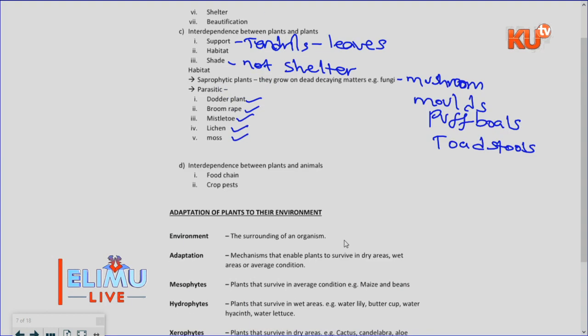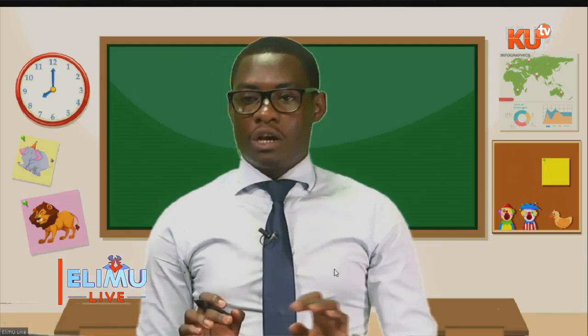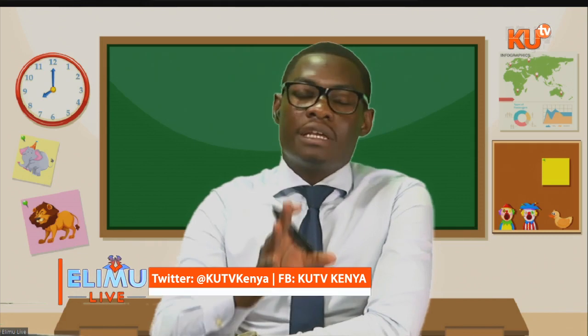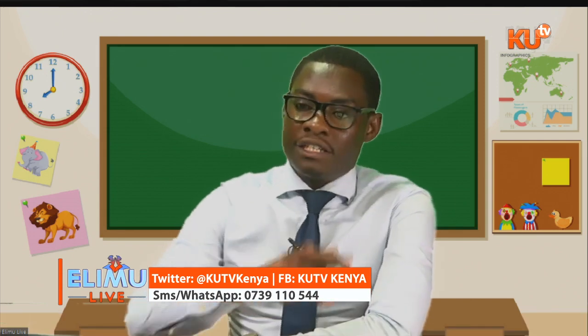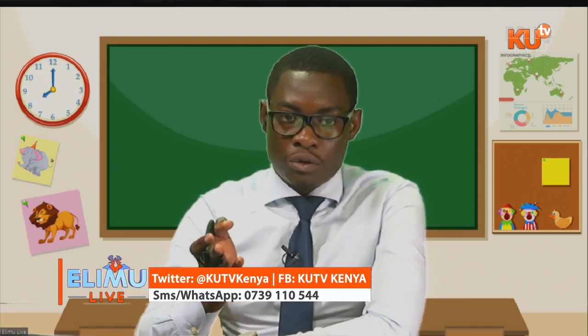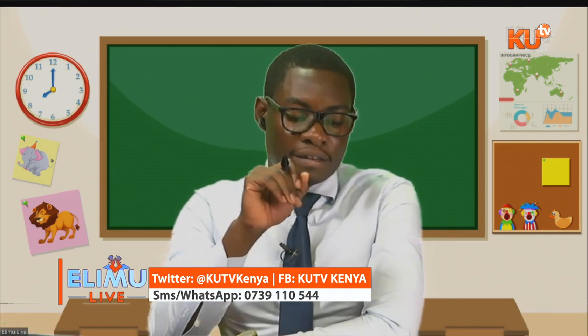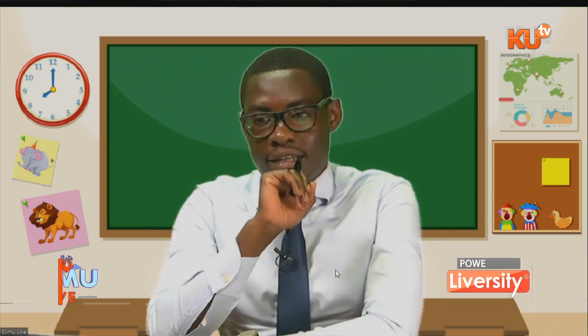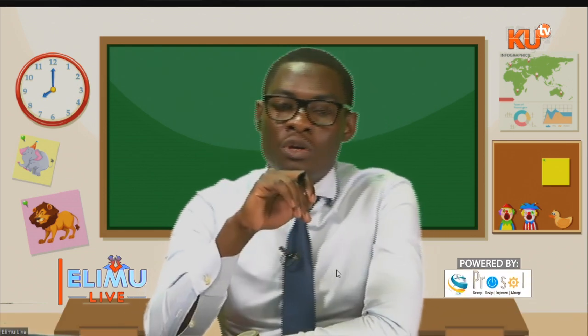So we go to our main topic today, which is adaptations of plants to the environment. Under adaptation of plants to the environment, we are going to look at plants that grow in dry areas, plants that grow in wet areas, and plants that grow in average conditions. Plants that grow in dry areas are called xerophytes. We also have plants that grow in wet areas, and they are called hydrophytes. Then we have plants that grow in the normal, or average, environment, and these are called mesophytes.